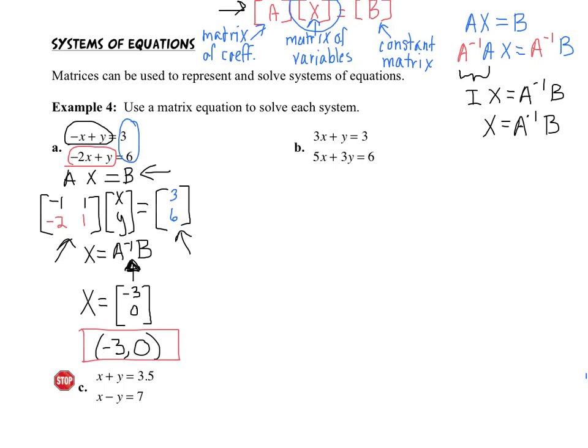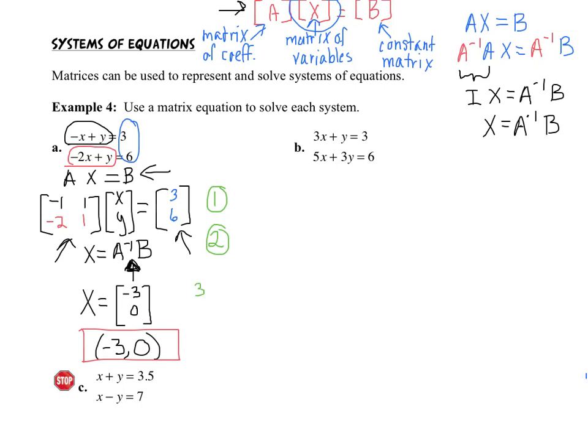I'm going to make it very clear what you need to show on a piece of paper, because that's usually the part that kids struggle with. What do we need to show? The first thing you need to show is your matrix equation. Take that system and write it as a matrix equation. Second, show how you're going to get x, that variable matrix, alone. So you're always going to write x equals A inverse B.